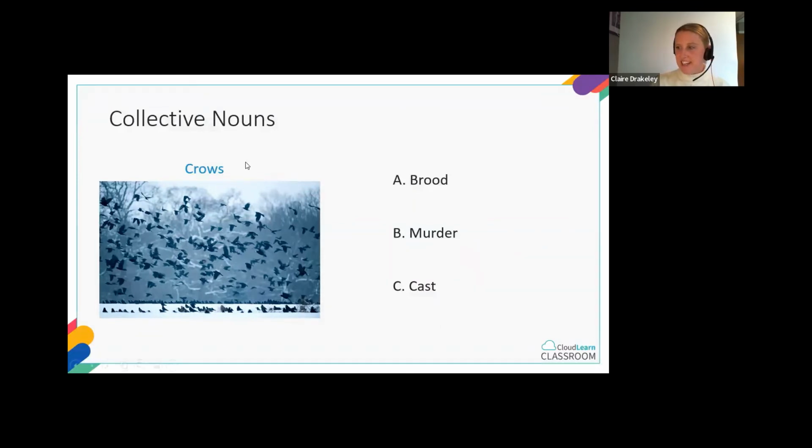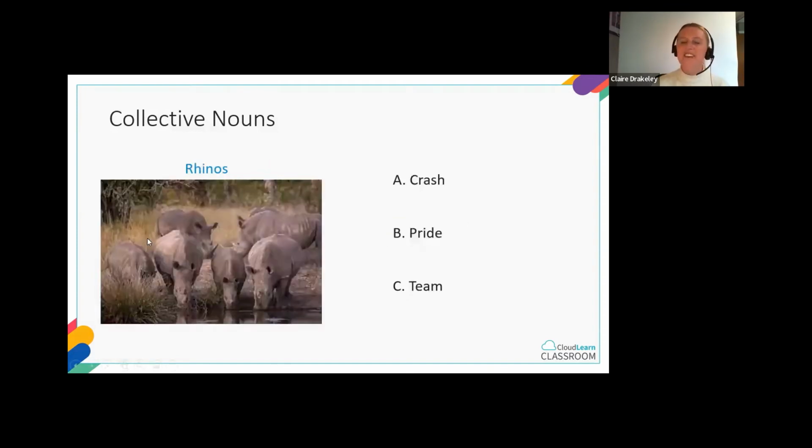So this answer is a murder of crows. If you see a group of crows, they are called a murder of crows. I really like that one. I don't know why, because I'm macabre. Okay, let's try the next one. Rhinos. What do we call a collection of rhinos? Is it A, a crash of rhinos? Is it B, a pride of rhinos? Or C, a team of rhinos?